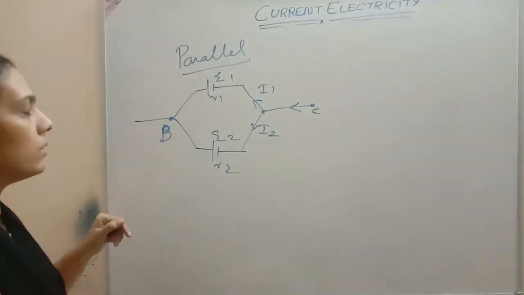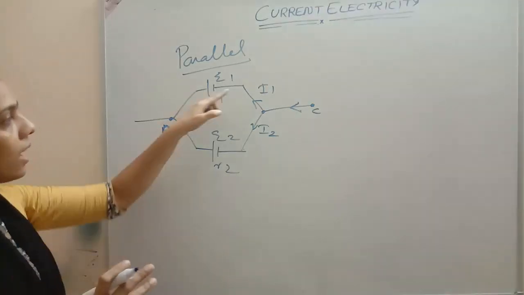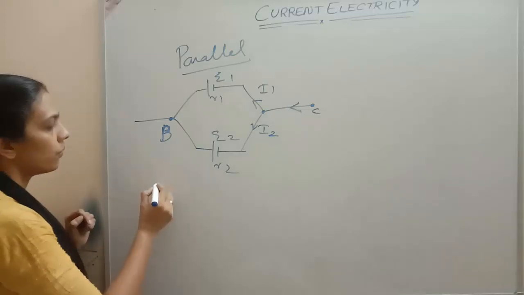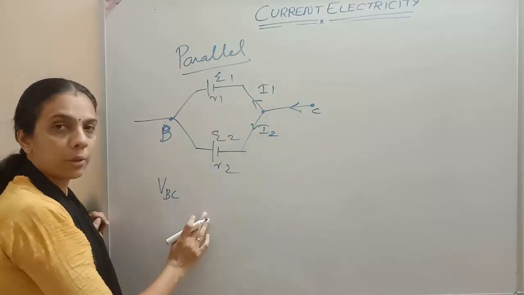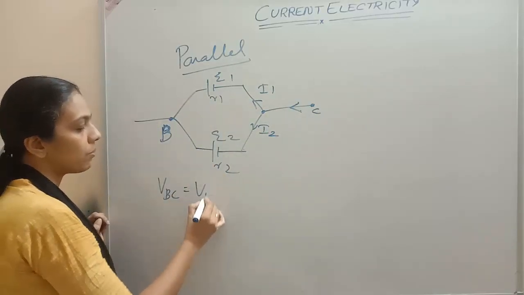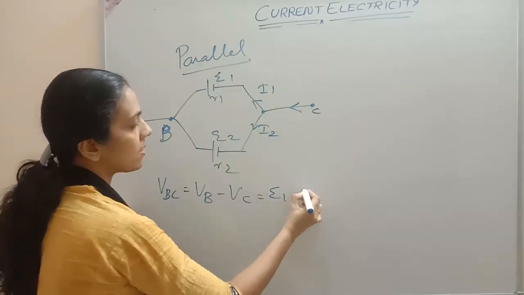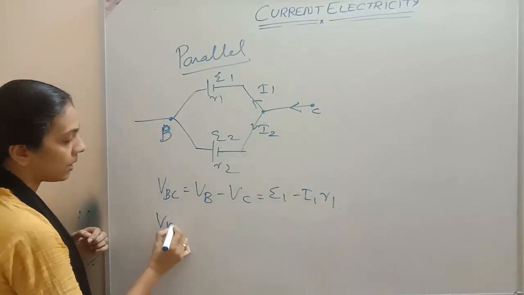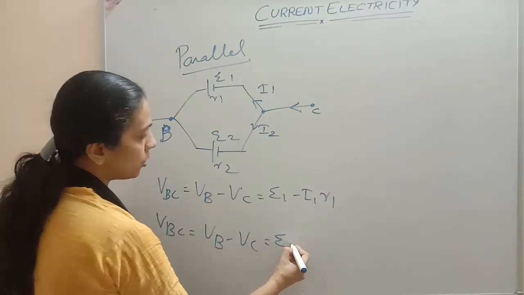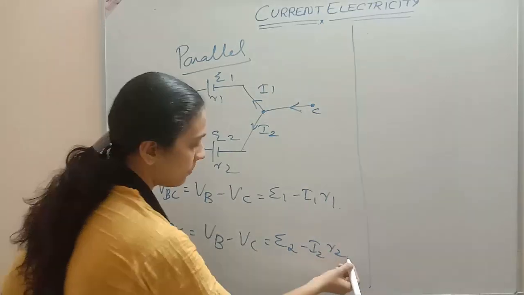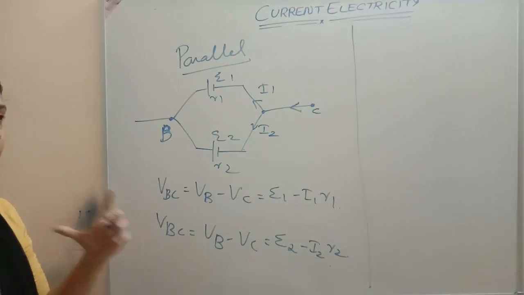Now in parallel connection, the potential difference will remain the same, but the current will vary. Clear? So we can find VBC through E1 R1 and also through E2 R2. VBC, that is VB minus VC, through this one will be equal to E1 minus I1 R1, and VBC through E2 will be equal to E2 minus I2 R2. From these two equations, we can find the I1 value and I2 value.